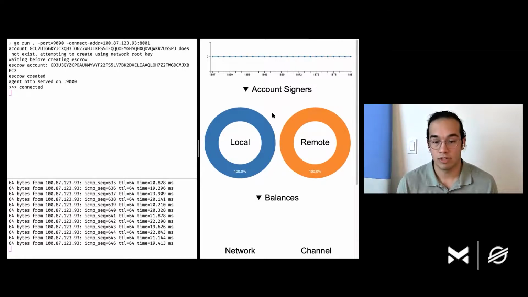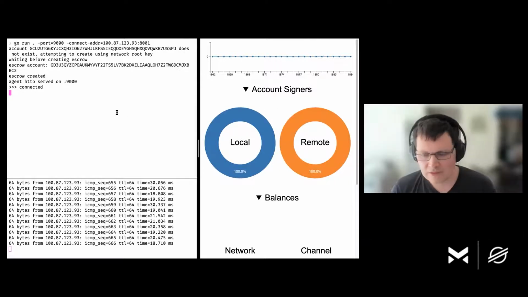So the blue and orange charts show us the signers for the two Stellar accounts. So Leigh's on the left in blue and I'm on the right in orange. We can see that both accounts have a single signer. I'm the sole signer of my account on the right, and Leigh's the sole signer of his account, the local one. Now let's open the channel and see what changes. Okay, I'm running the command to open the channel.